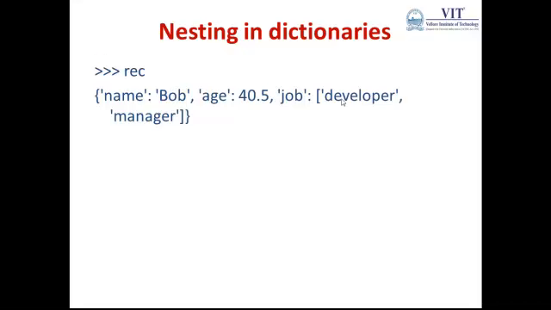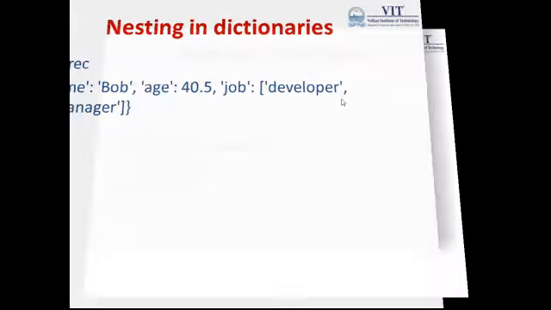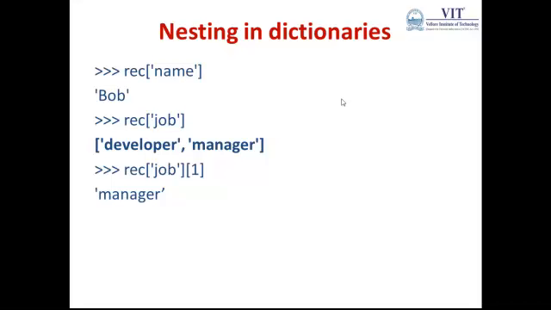Very simple. The developer and manager are put under another collection called a list, so they are placed with offsets. So simply you can use the offset position. For example, I will use rec of job of 0, job of 1. Job of 0 is the 0th position, the first element, and 1 is the second position. That way you can simply return the corresponding individual value.